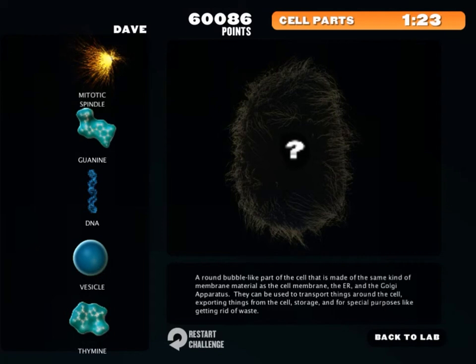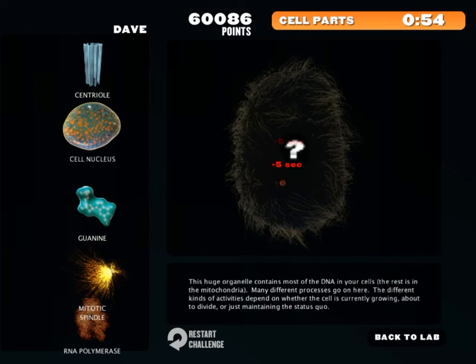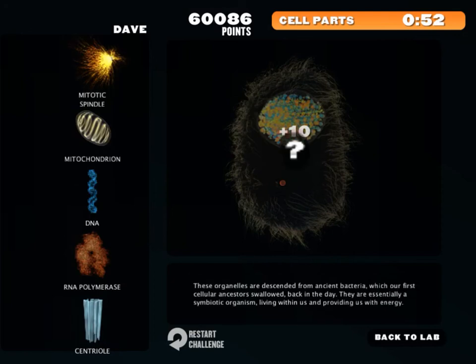Round bubble-like part of the cell, it's the cell membrane. And we drag across into the cell and it'll actually place it there. You've got a minute 20 to do it. If you get it right, it'll add 10 seconds. If you get it wrong, then it'll take off 5 seconds. So you can see it takes off 5 seconds for each one we get wrong, and if we get it right, it'll add 10 seconds to our time.